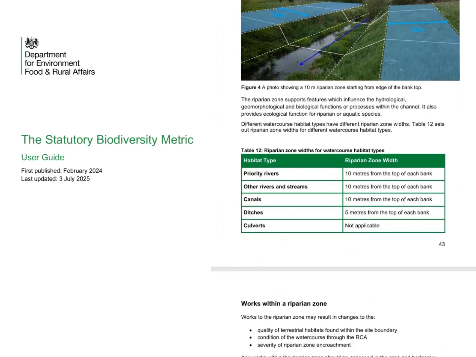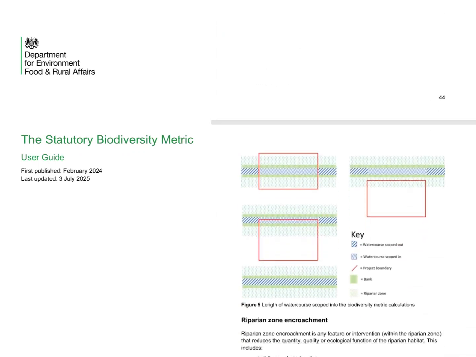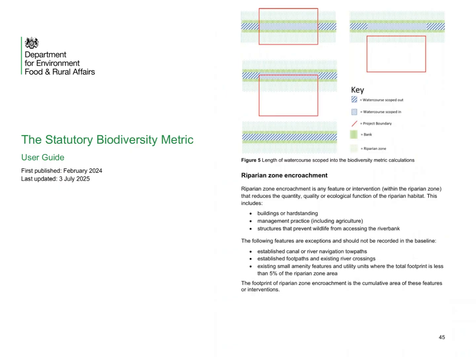Examples are provided in the statutory metric user guide, but the assessor really needs to use their expert judgment. I would really encourage people to think about how they can reduce or remove encroachment in the riparian zone.